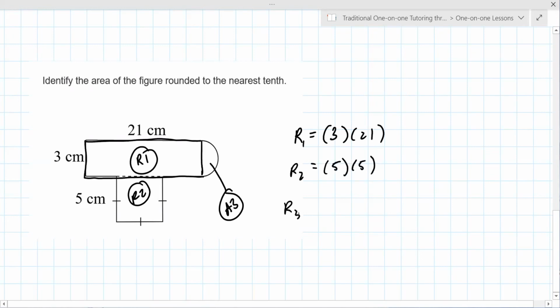Good. And then region 3 is a semicircle, so it's pi r squared divided by 2. What is the diameter? Diameter is 3. So we need the radius. What's the radius? 1.5. So it's pi times 1.5 squared over 2. So again, in your Desmos, you can enter all 3 of these expressions and round to the nearest tenth.